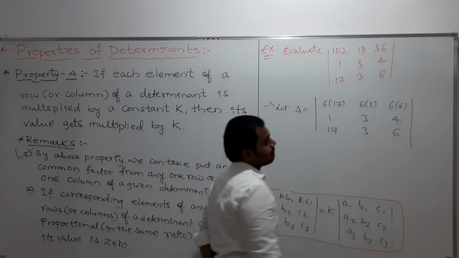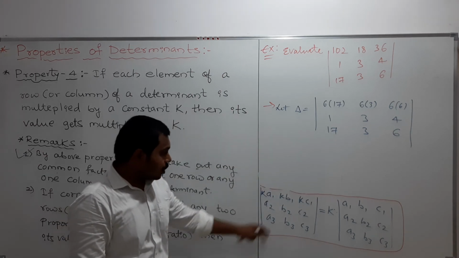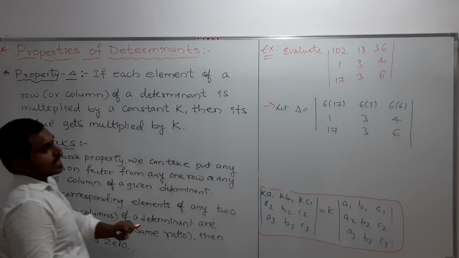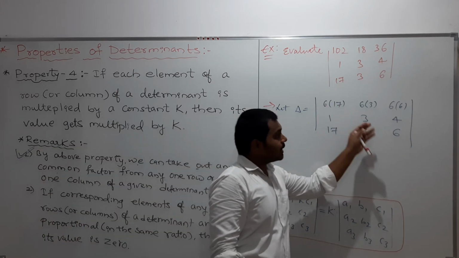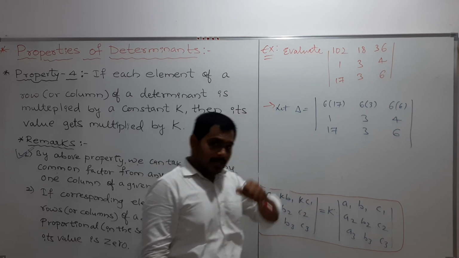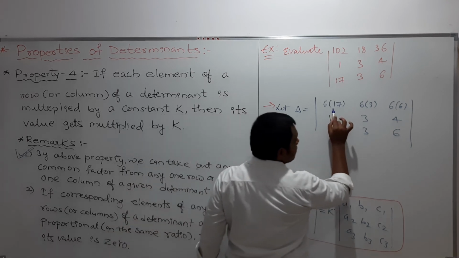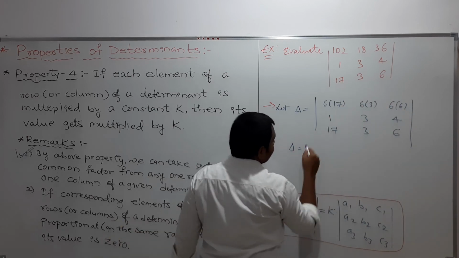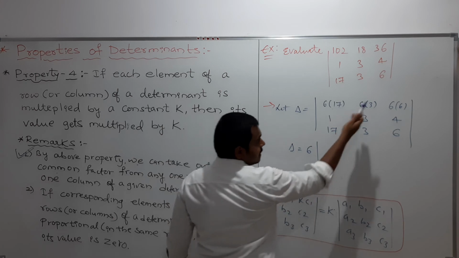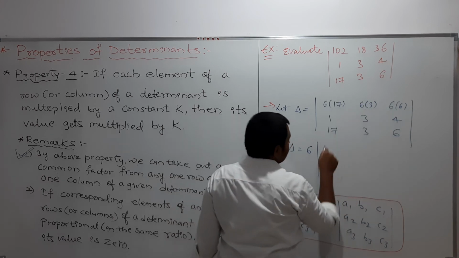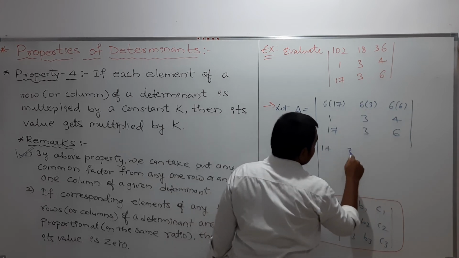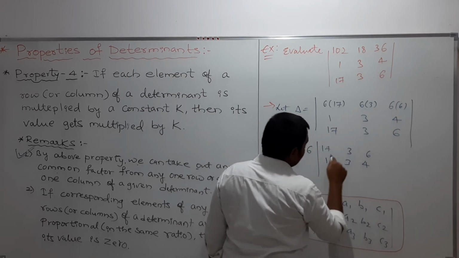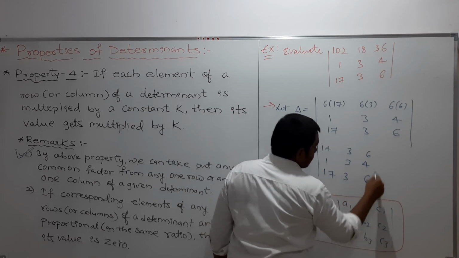According to this property, or from remark 1, what did I say? I said that from any row or any column, we can take the common term outside. So here also 6 is present, here also 6, here also 6. From this property, I can take 6 common outside from row 1. What are the remaining elements? 17, 3, 6, and the remaining rows 1, 3, 4 and 17, 3, 6.